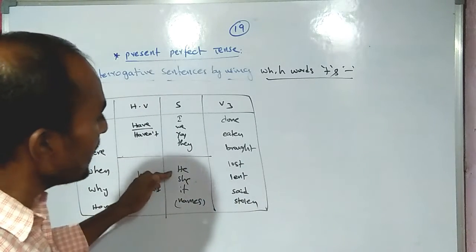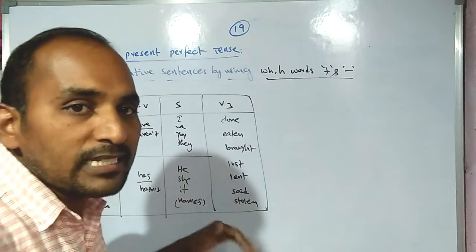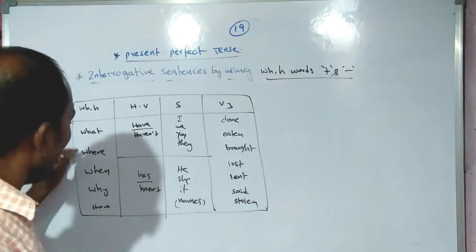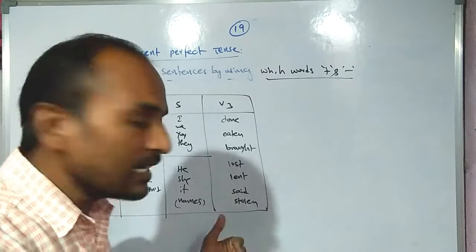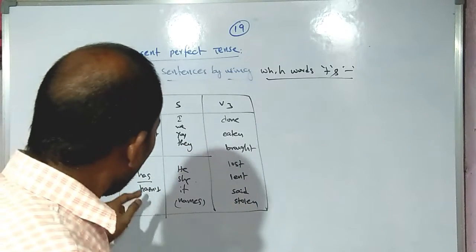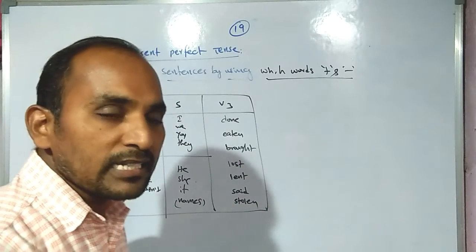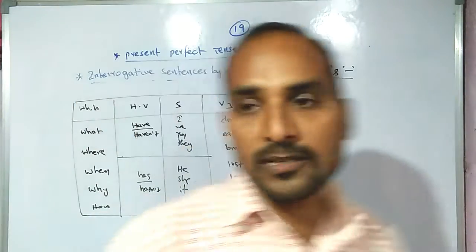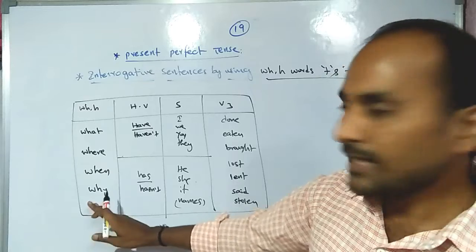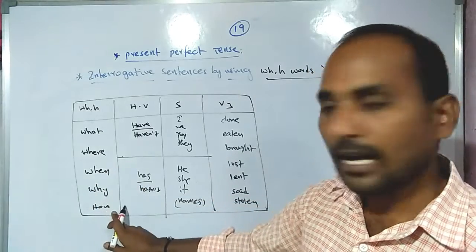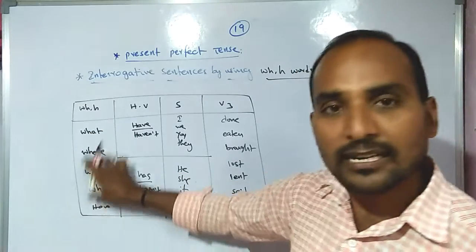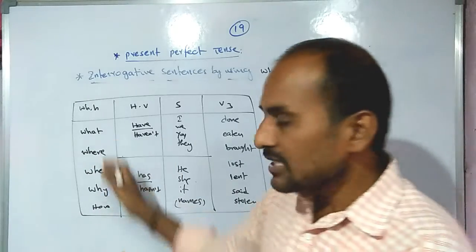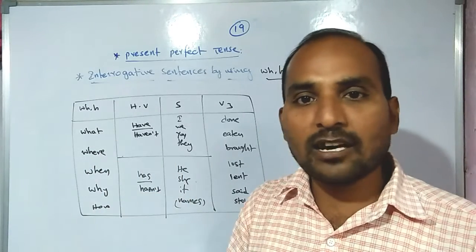So what has he lost? What hasn't he lost? So where has he lost? Where hasn't he lost? Why has he lost? Why hasn't he lost? So how has he lost? How hasn't he lost? So like that we can take what, where, when, why, how, etc. These are the WH words. These things we are learning from the simple present tense onwards, friends.